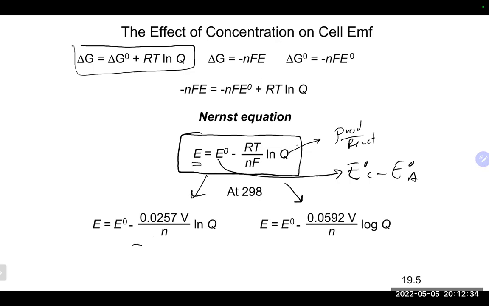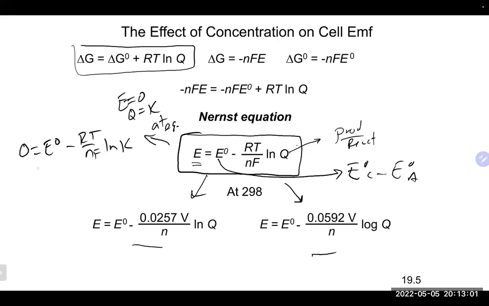And again, these are just the reduced down versions of that equation. You could plug everything into there. This equation really is where the previous equation comes from, because when we get to equilibrium, E is going to equal 0 and Q will equal K. That gives us 0 equals E naught minus RT over nF natural log of K. Rearranging that is basically where we got the equation we just used on the previous problem. At equilibrium is essentially where that equation is derived from.